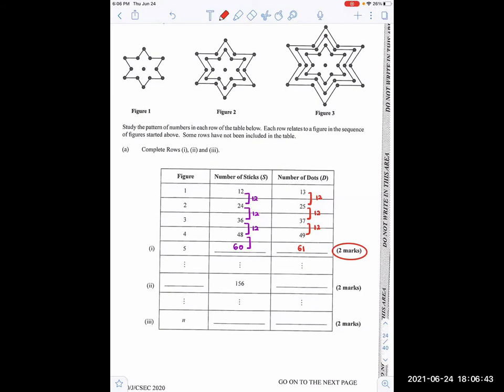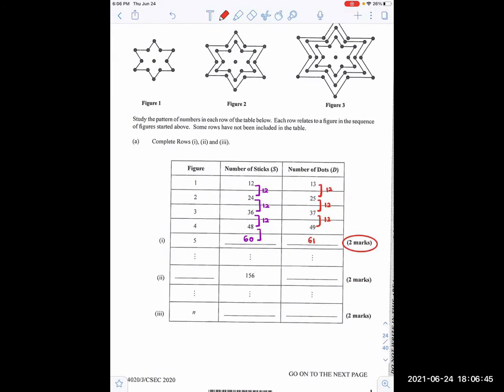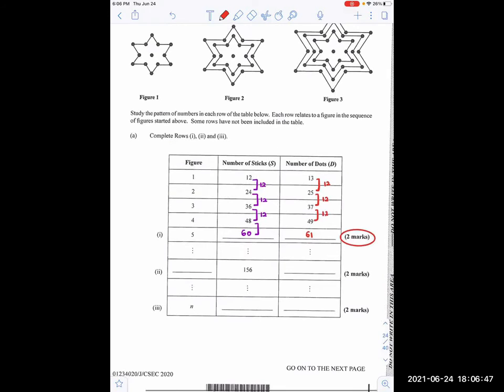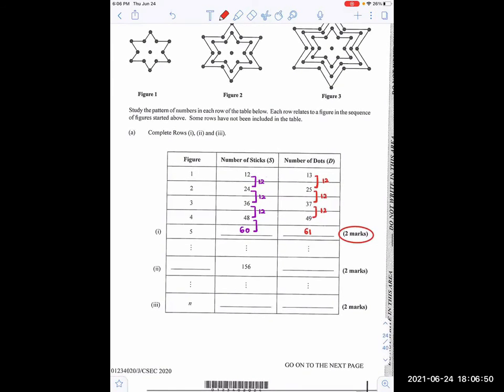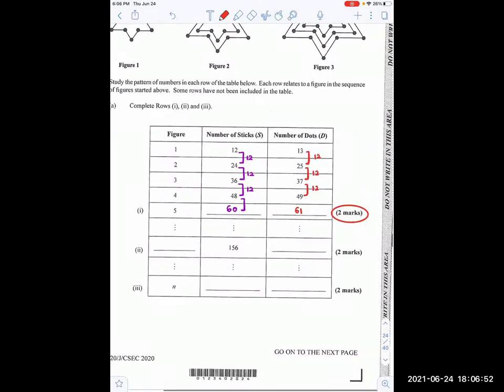But you see, when we go on to part 2 and part 3, this is where the trouble starts. Because they don't know how to get n, right? Especially when there's an algebraic term, they don't know how to get that. That is where it is problematic.